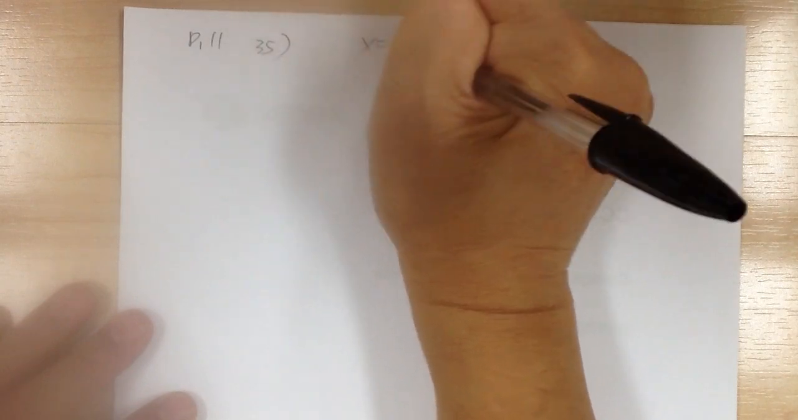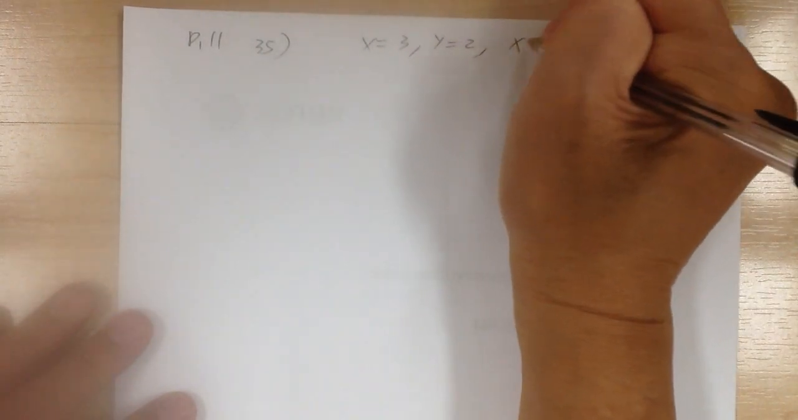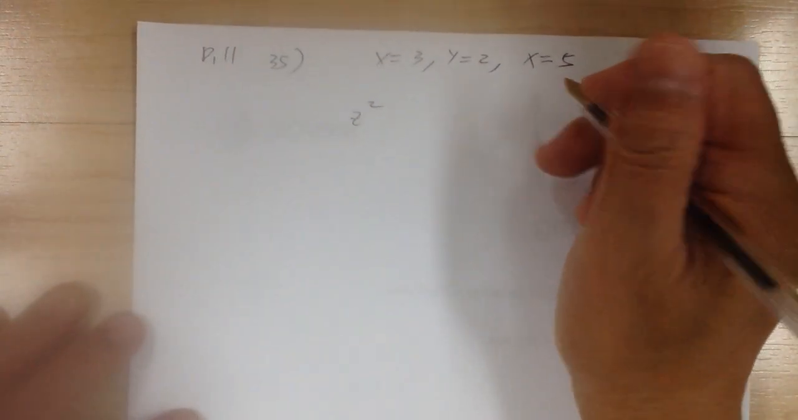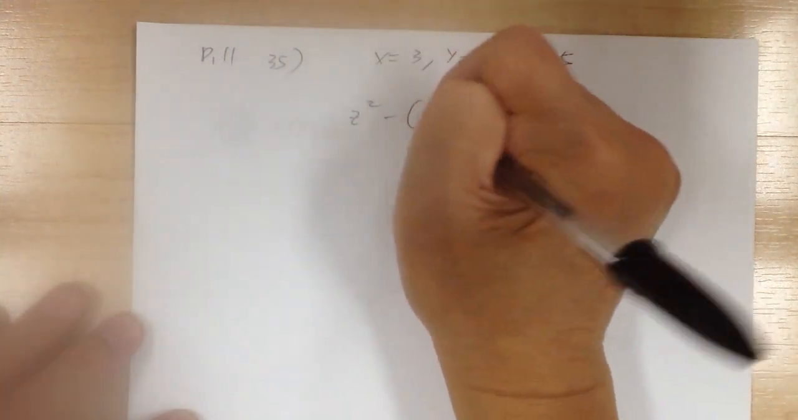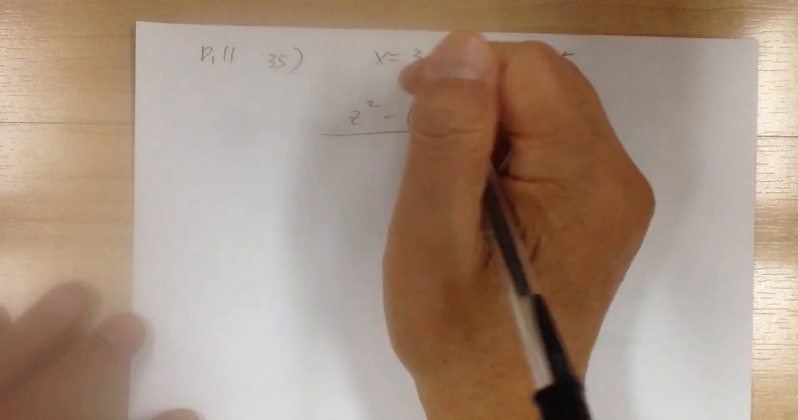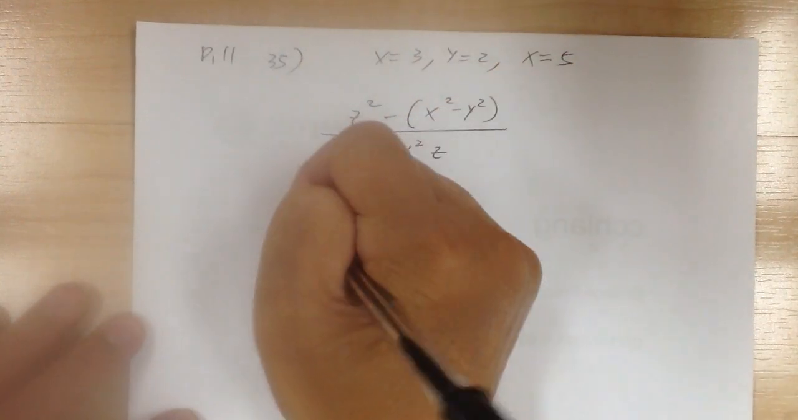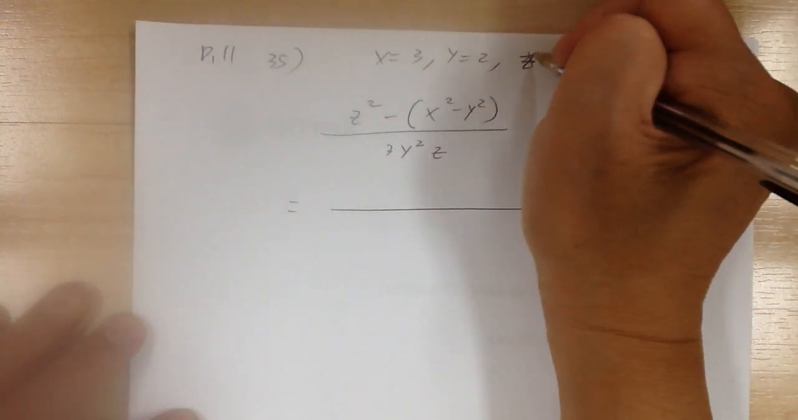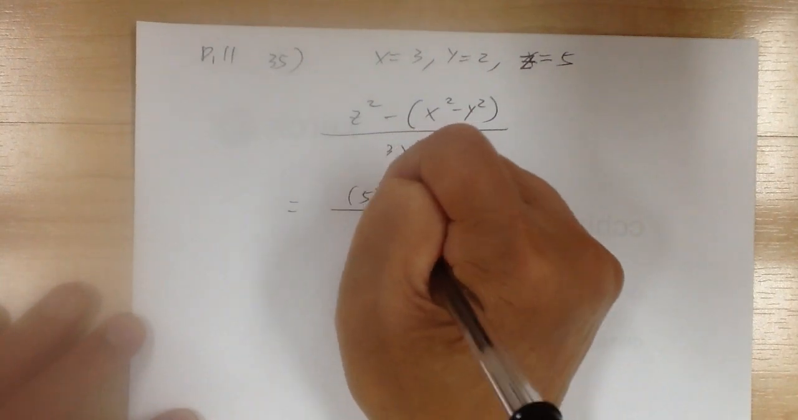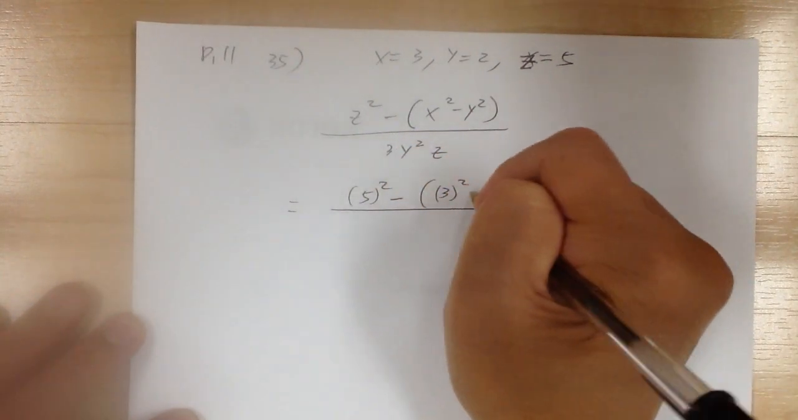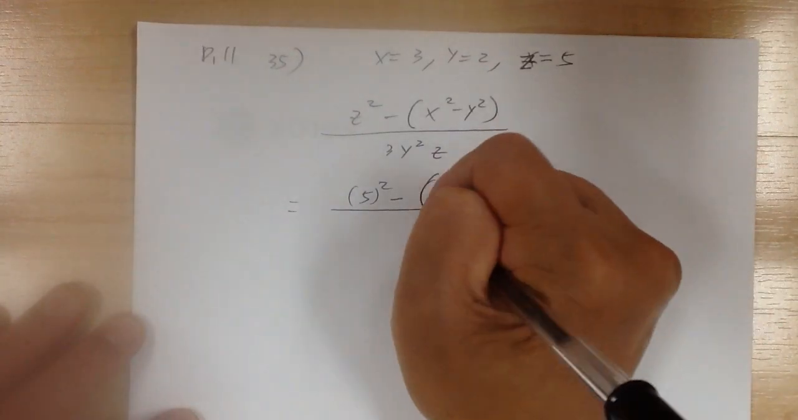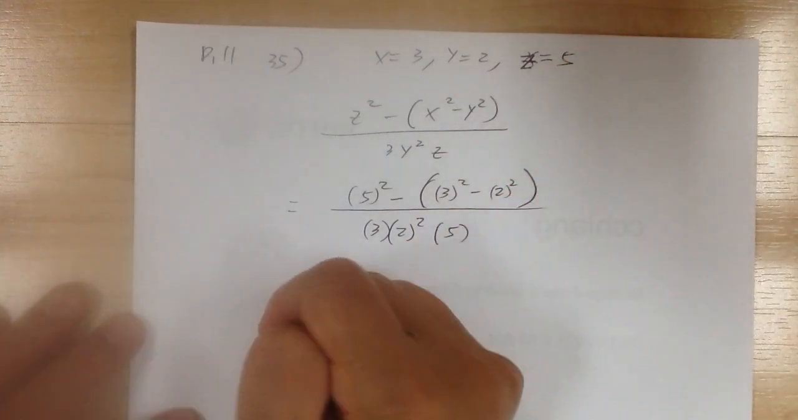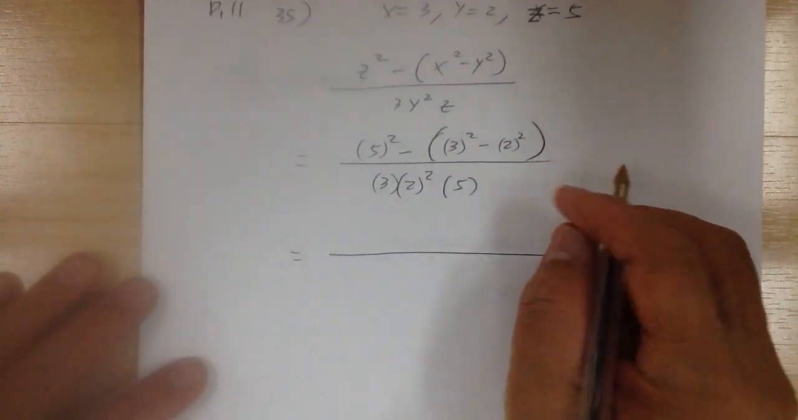Okay, so again, x equal to 3, y equal to 2, z equal to 5. And this one you have z squared. So you got z squared minus parentheses x squared minus y squared over 3y squared z. So substitute everything. So z equal to 5, x equal to 3, y equal to 2. And you got 3 times y squared, be 2 squared. Z is 5. Now you can go and work things out. So let's do the exponent first.